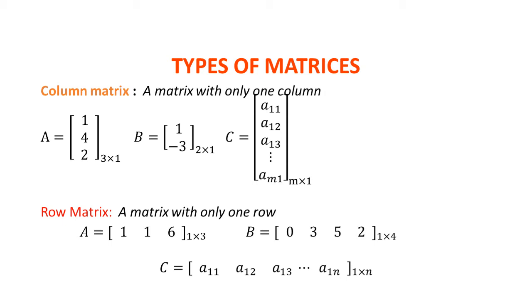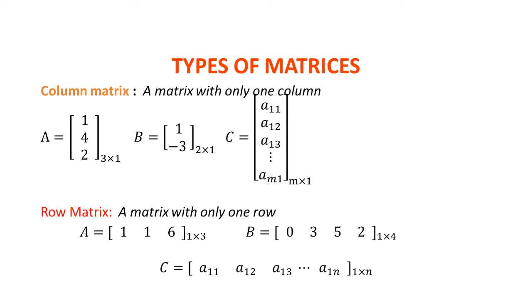Next one, B. B is equal to 1, minus 3. So it has 2 rows and only one column. Since it has only one column, we call it a column matrix, a special name. And C, the matrix C is equal to A11, A12, A13, etc., Am1. It is an m cross 1 matrix because we have m rows and one column, and since it has only one column, that matrix is called a column matrix.